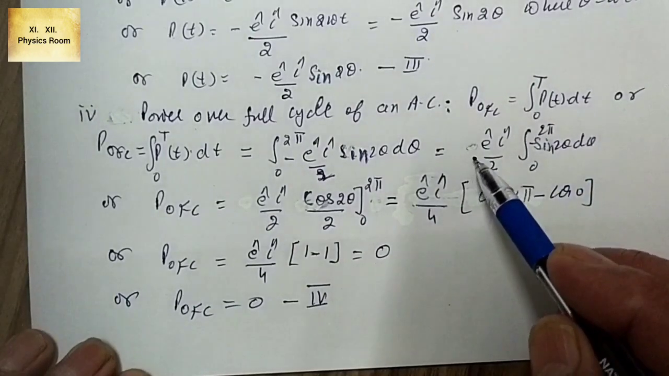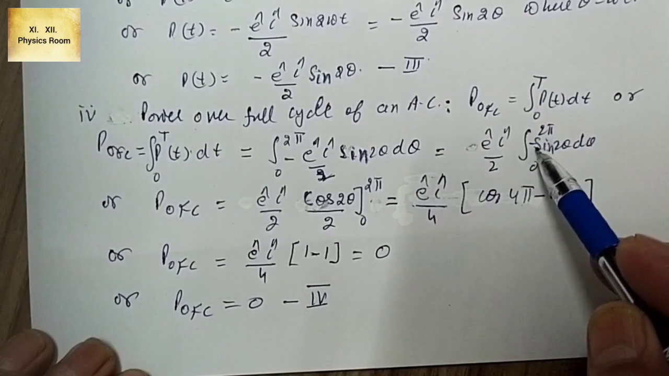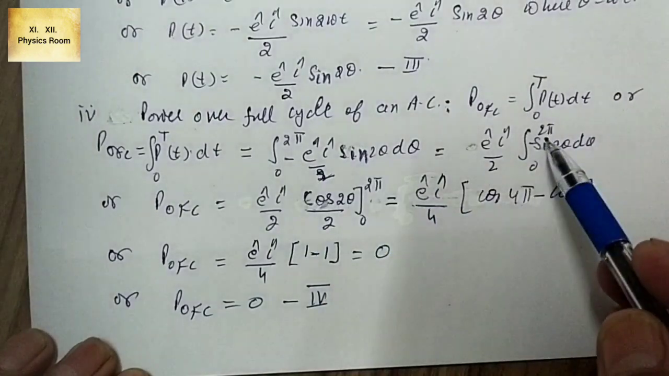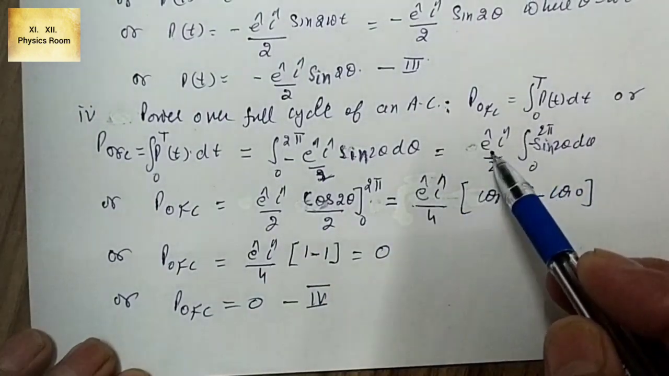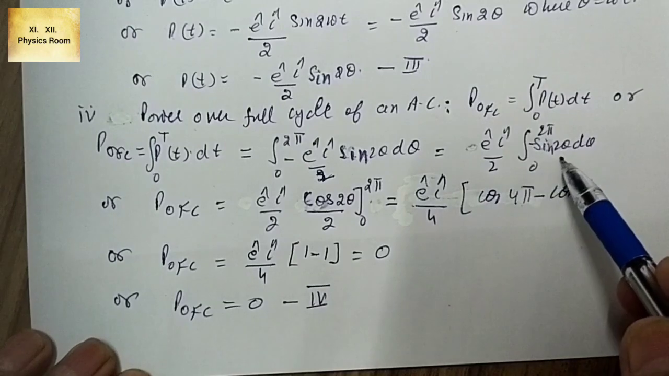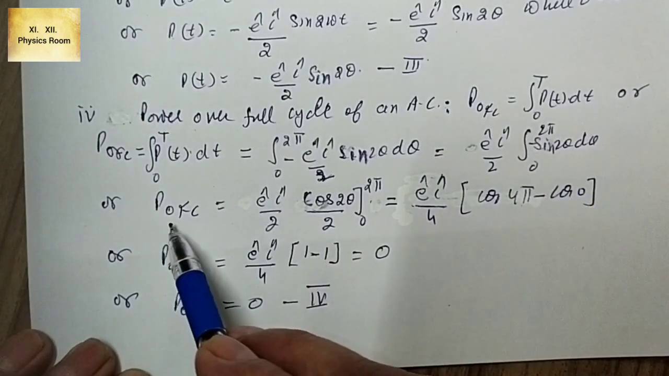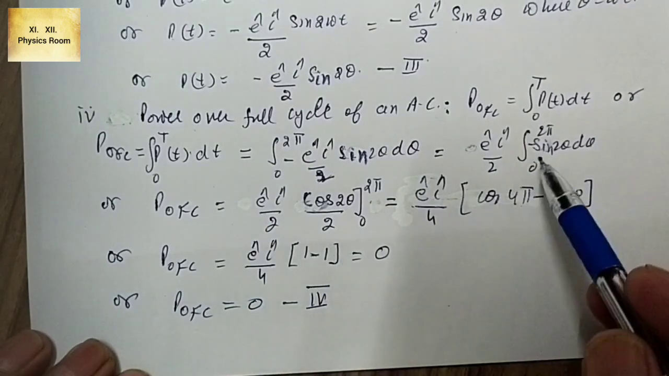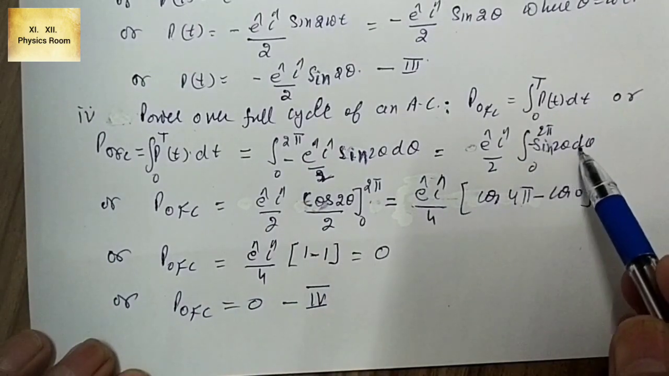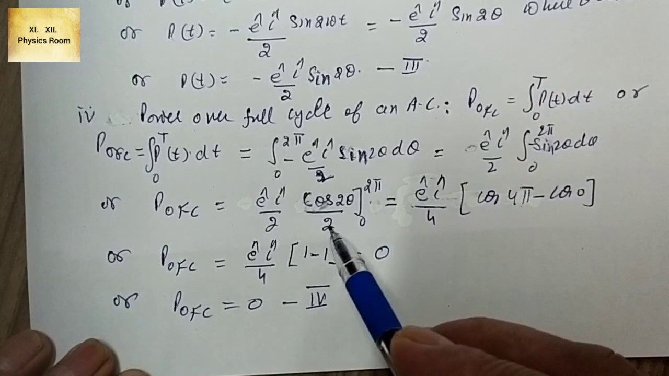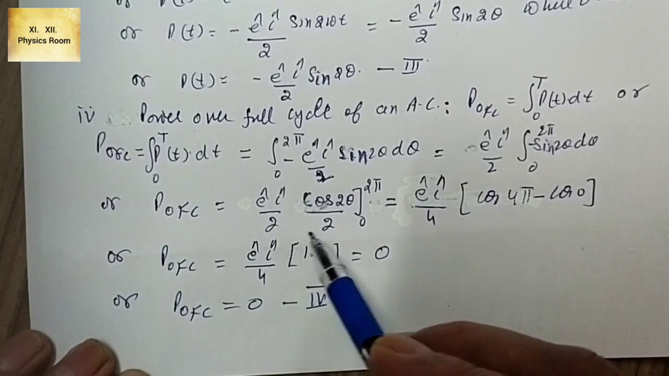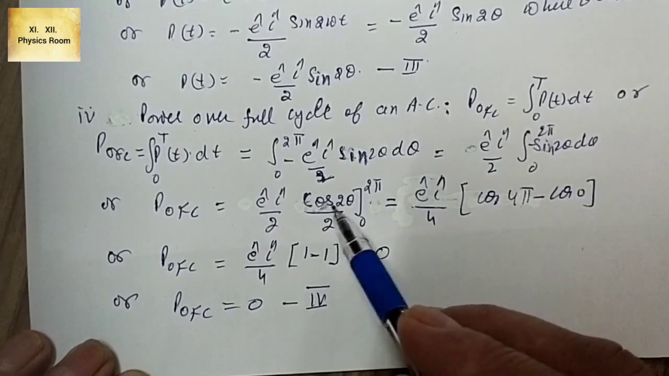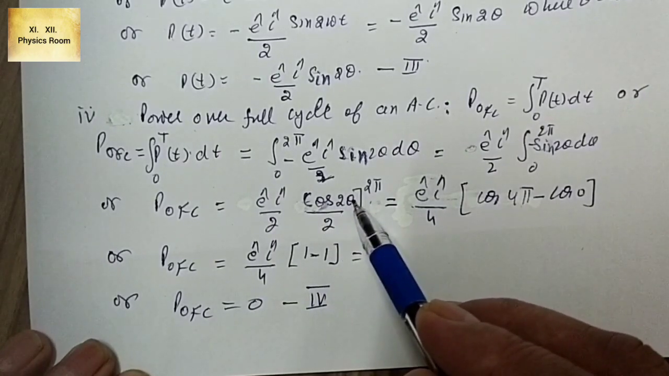So here we take the minus inside the integration, and outside the integration we keep Emax Imax by 2 only. Or power over full cycle is equal to Emax Imax by 2 into cos 2 theta by 2, because the integration of minus sin 2 theta d theta is cos 2 theta by 2. So multiply 2 and 2: Emax Imax by 4 into cos 2 theta, where theta is replaced by 2 pi, the upper limit.